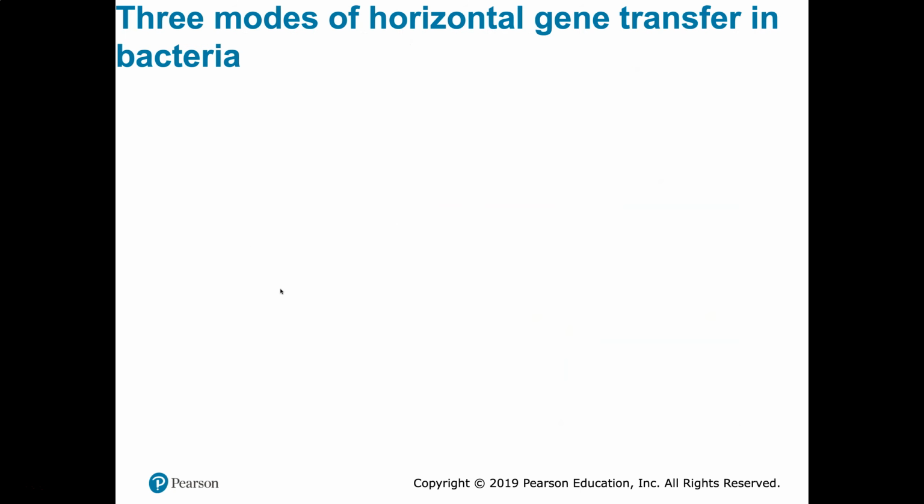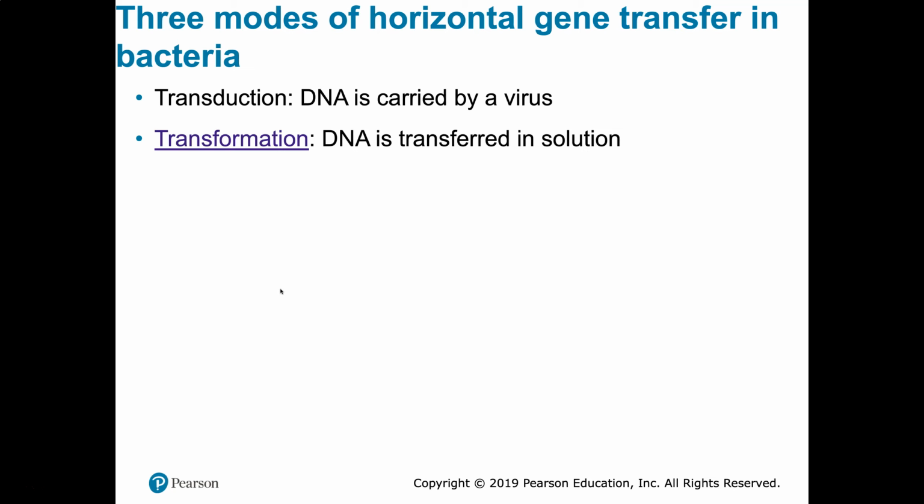So there are 3 modes of horizontal gene transfer in bacteria. We're going to talk about all 3. Transduction, where DNA is carried by a virus. Transformation, where DNA is transferred in a solution. And conjugation, where DNA is transferred through a sex pilus, a bridge between 2 cells. Conjugation, honestly, is close enough to what we call bacterial sex, essentially. A bridge forms between one cell and the other, and it exchanges genetic material. Pretty much bacterial sex.